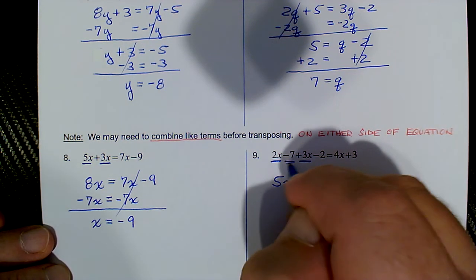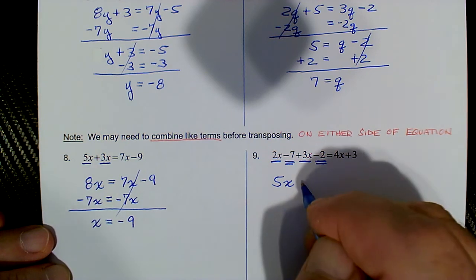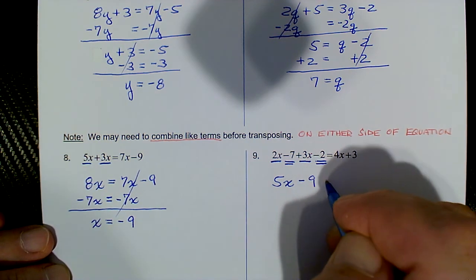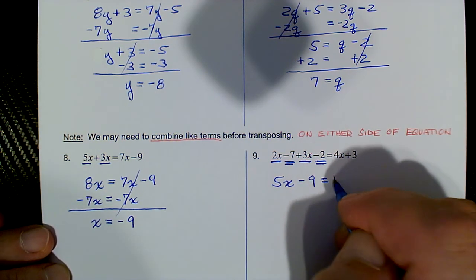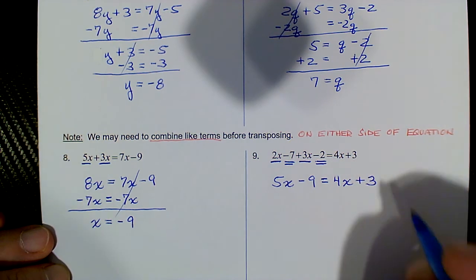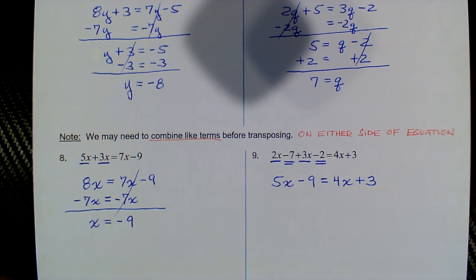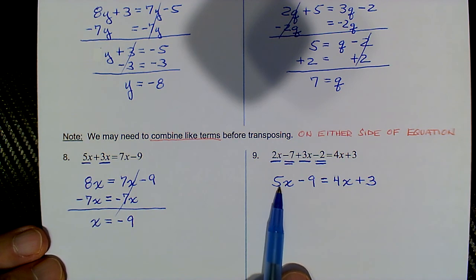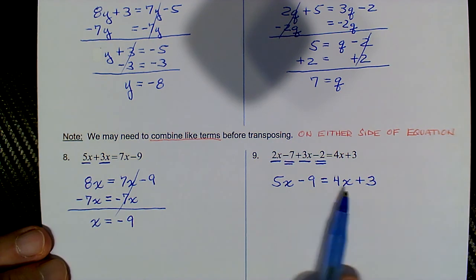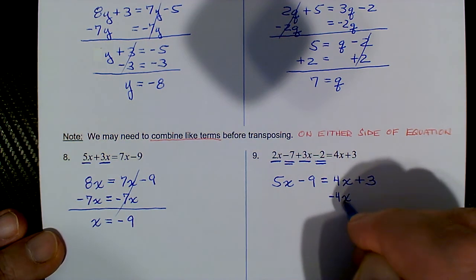Then we'll combine the constant terms as well. The negative 7 and the negative 2 combined to give us a negative 9. And then we recopy the equals, and the right hand side 4x plus 3. Okay, again the variable's on both sides, and the coefficient is greater on the left, so therefore we're going to transpose the 4x to the left hand side by adding the opposite or subtracting 4x.